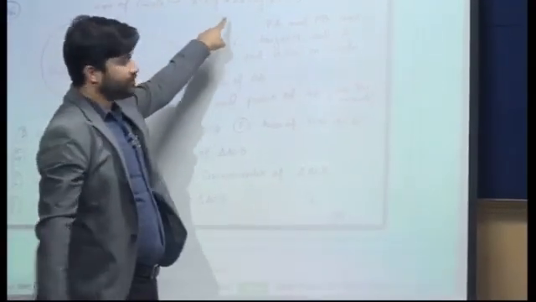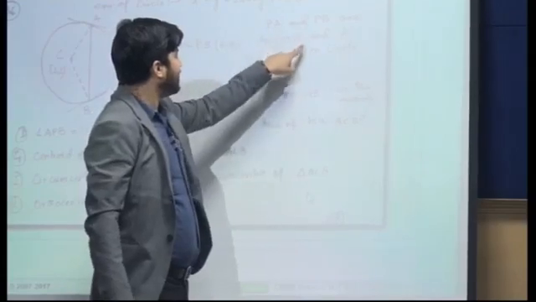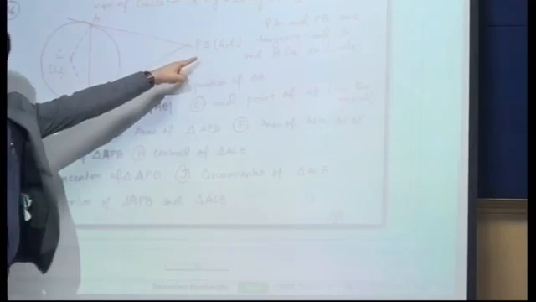From P you are drawing PA and PB tangents, right? Now the equation of the circle is already given, which means the center is already given. PA and PB are tangents, and A and B are the points of contact, right? The coordinates of P are given. The first part of the question tells you to find the equation of AB. Now what is this AB? Chord of contact. With respect to what?